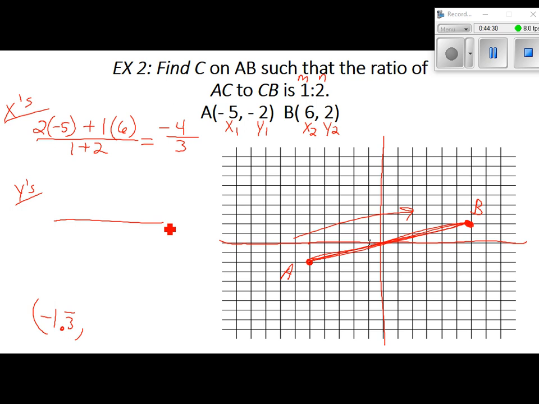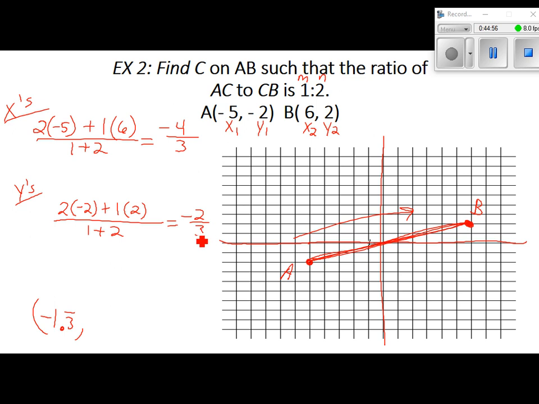Same thing, except switching out the X's here and putting in the Y's. What's N? 2. What's Y sub 1? 2. -2. What's M? 1. What's Y sub 2? Over 1 plus 2 again, right? 2 over 3. -2 over 3. Anybody else get that? Yep.